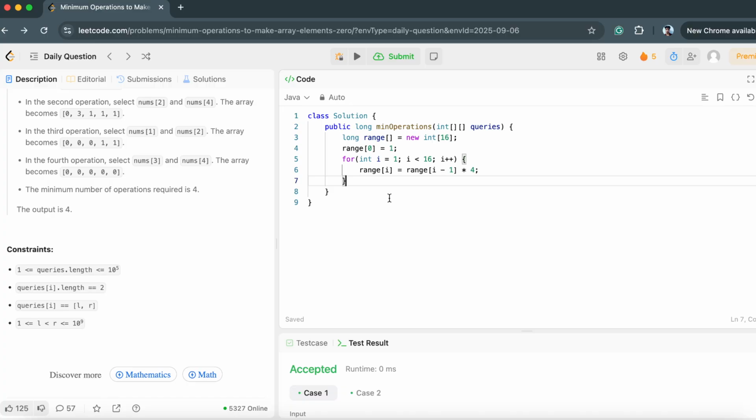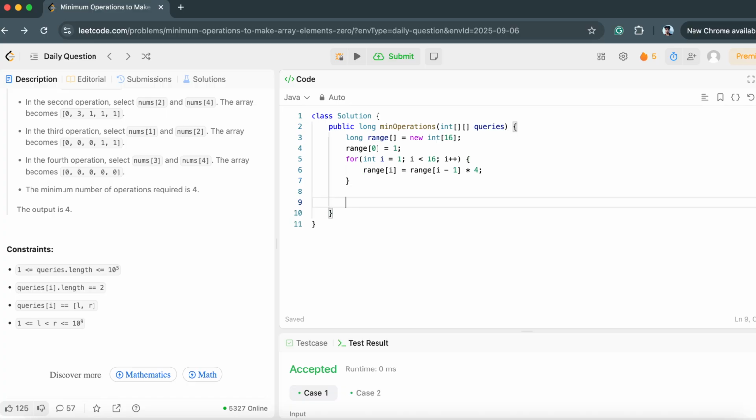Now the moment we have the ranges, the idea is we will run through the queries. First, let me create a long answer. Initially the answer is equal to 0. Let's get the queries one by one. So int q, the first query is what I get.